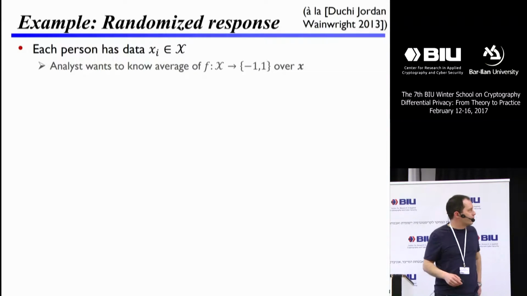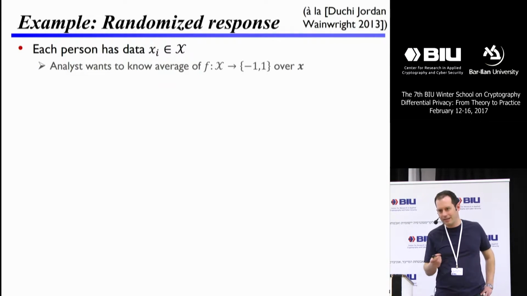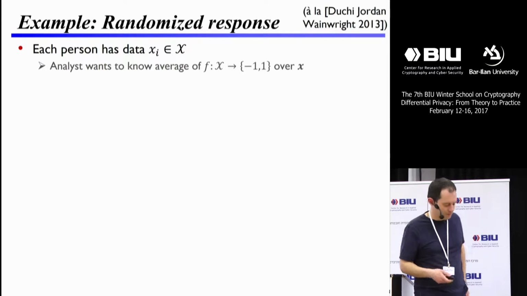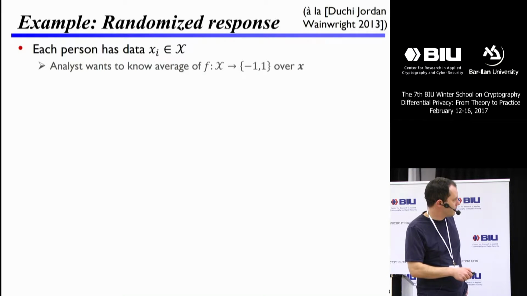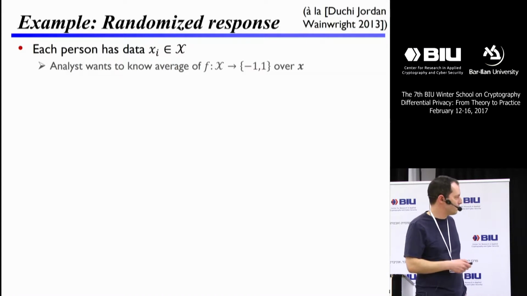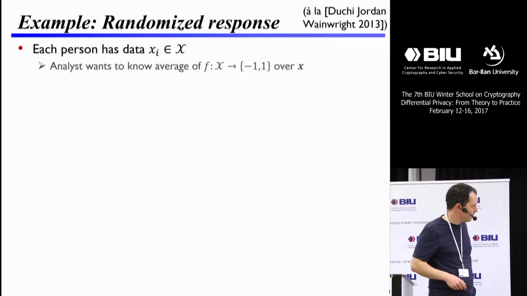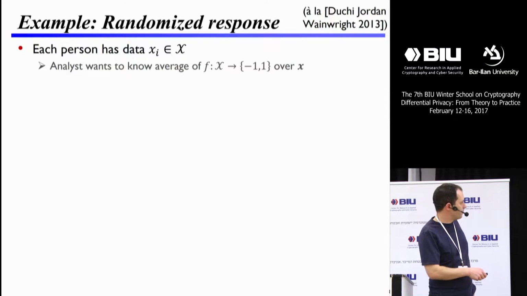Okay, and so the version I'm giving you is basically the same thing that Katrina presented. This version comes from the paper of Duchi, Jordan, and Wainwright, but it predates them by 40 years or so. Okay, so maybe 50.